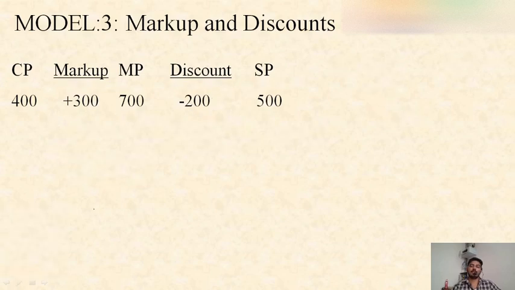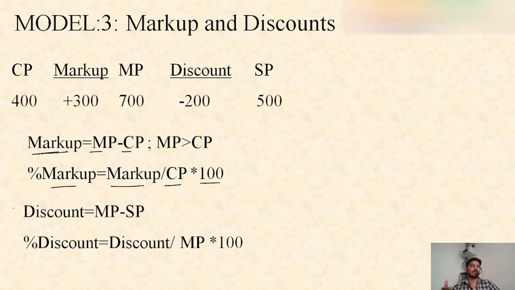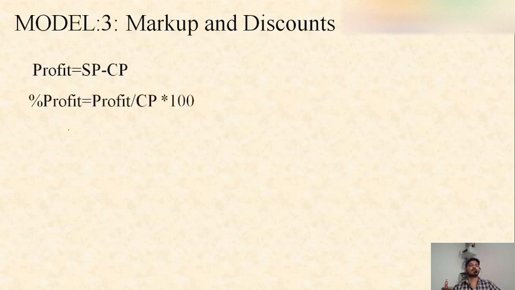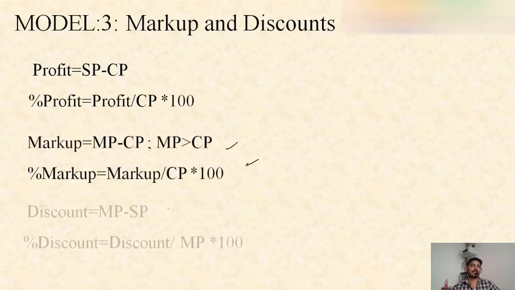So let us see the basic formulas here. Markup will be equal to market price minus cost price, and the percentage markup will be equal to markup divided by cost price into 100. Discount will be equal to market price minus the selling price, and the percentage discount will be equal to discount divided by market price into 100. Here we have one more formula. Profit will be equal to selling price minus cost price, and the percentage profit will be equal to profit divided by cost price into 100. These are the formulas which we discussed in the last slide.